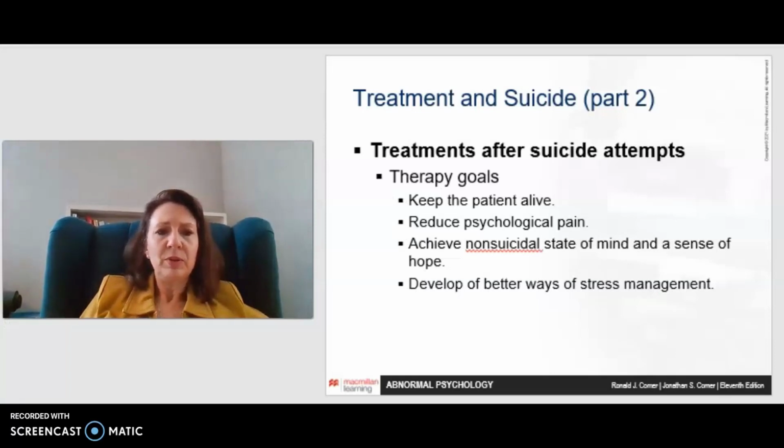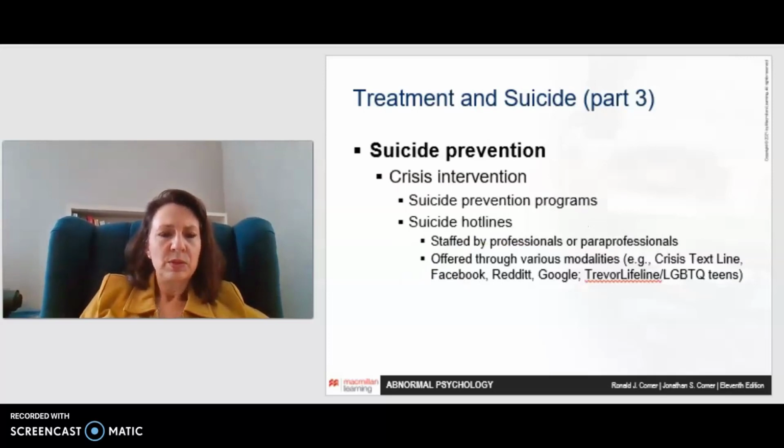Goals of therapy are to keep the patient alive, reduce psychological pain, achieve a non-suicidal state of mind and a sense of hope, and develop better stress management skills. Suicide prevention involves crisis intervention, and so we have many types of programs, including suicide hotlines that are staffed by professionals or paraprofessionals.